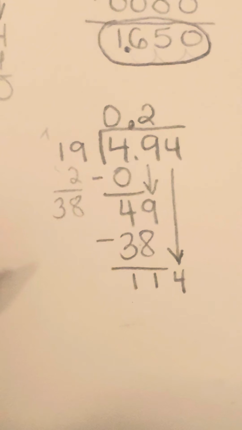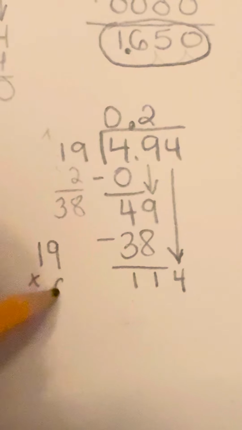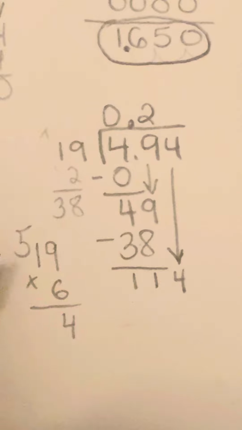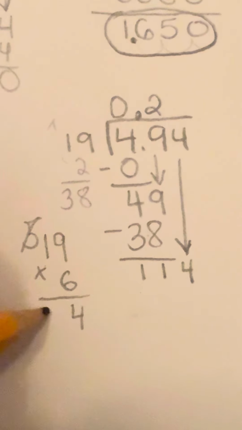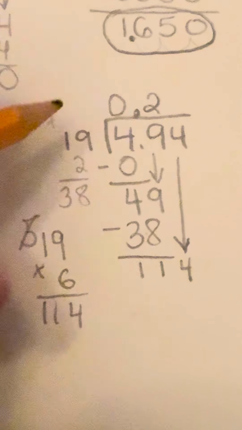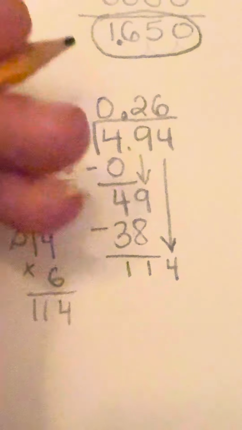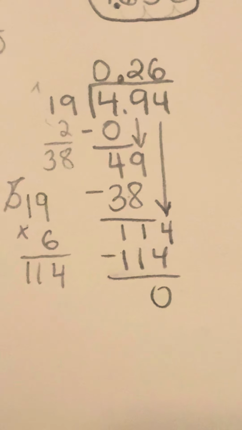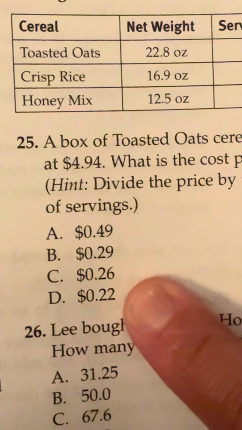And I'm thinking, okay, so 5 times 20 would be 100. 6 times 20 would be 120. So I'm thinking maybe we'll go with 6. We'll try 6 and see how that goes. So 19 times 6. 9 times 6 is 54. Carry that 5. 6 times 1 is 6. Plus the 5 is going to be 114. So that perfectly goes in. So 6 is my answer there for that. And that leaves me with a 0 remainder. And there you go, 0.26. So if we look at our options, you can see C is on there at 0.26.